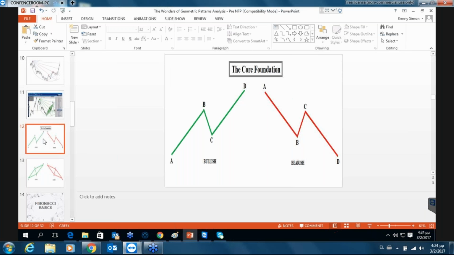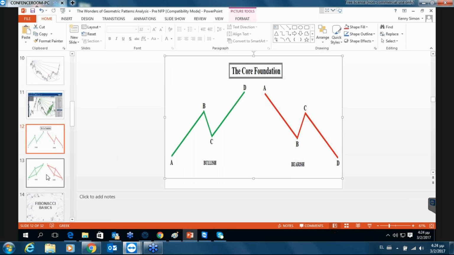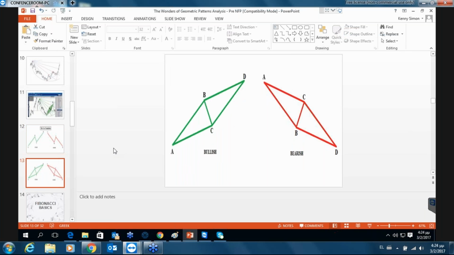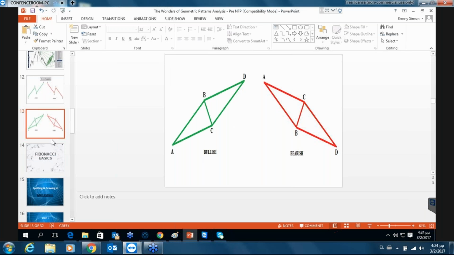So when we have a simple pattern like that, it's easily converted into a geometric pattern. Here we've got your geometric pattern when you attach all these lines. I'll show you on the chart itself, so you get a better idea of what exactly I mean.